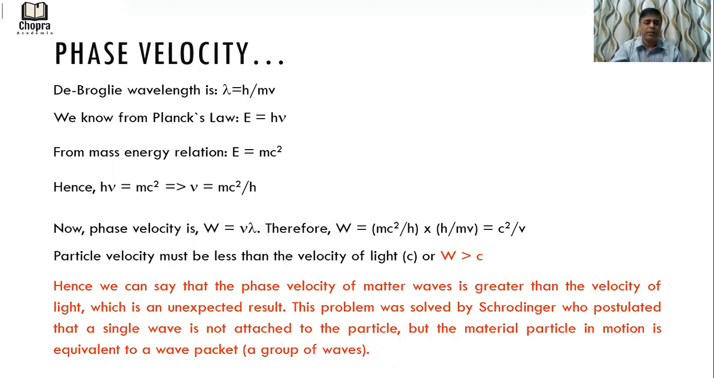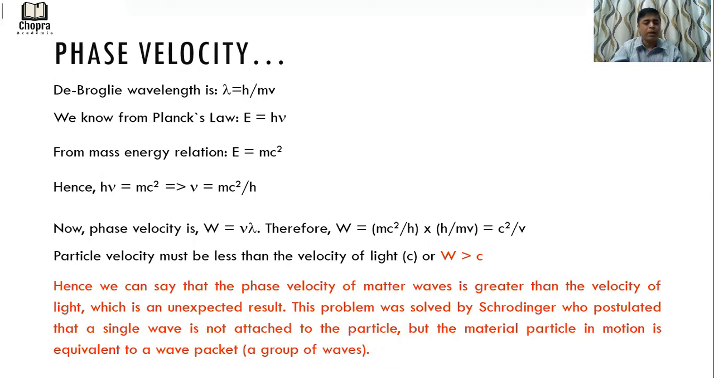Because it seems like the particle is reaching at a later point of time, but its associated wave has reached much before the particle itself. So this problem was solved by Schrodinger, who postulated that a single wave is not attached to the particle, but the material particle in motion is equivalent to a wave packet or a group of waves.